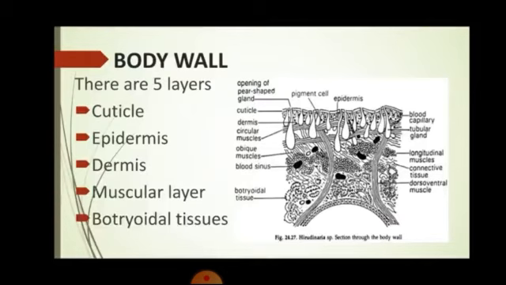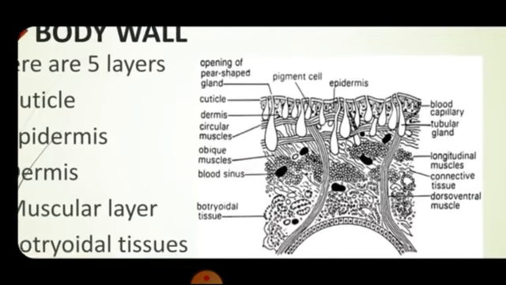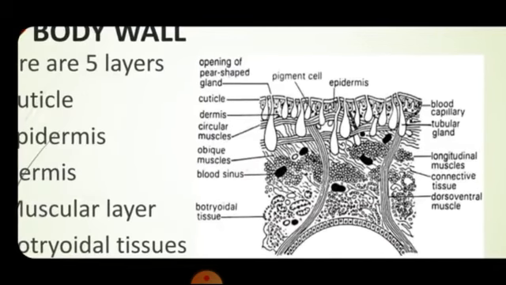Next, body wall. The body wall of the leech includes 5 layers: cuticle, epidermis, dermis, muscular layer and botryoidal tissue. First we'll see the cuticle. It is the outermost layer. Second, epidermis. The epidermis lies below the cuticle. You can see the picture here.